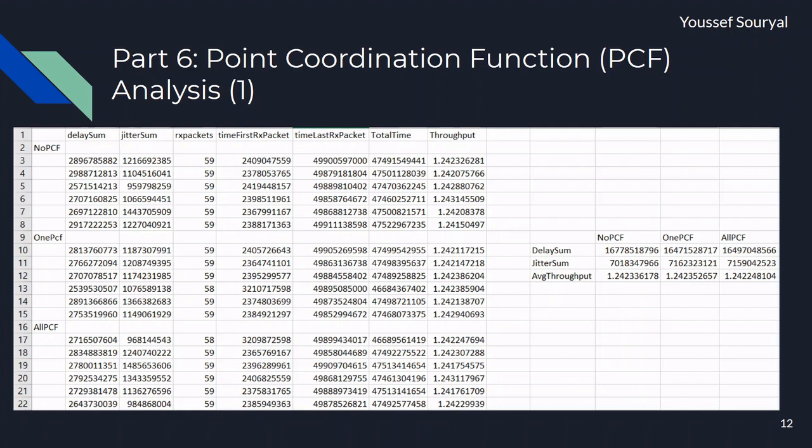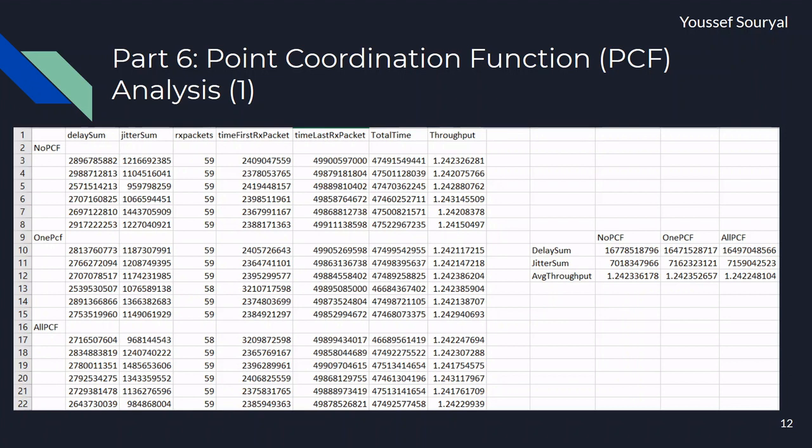One of the other network variables tested was configuring the mobile devices to use PCF or DCF. So we had 3 scenarios: no PCF, where all the mobile devices were using a distributed coordination function. Then we had one PCF scenario, where only one node used PCF and the remaining 5 used DCF. And then we had the third scenario, all PCF, where there are no DCF nodes in the system.